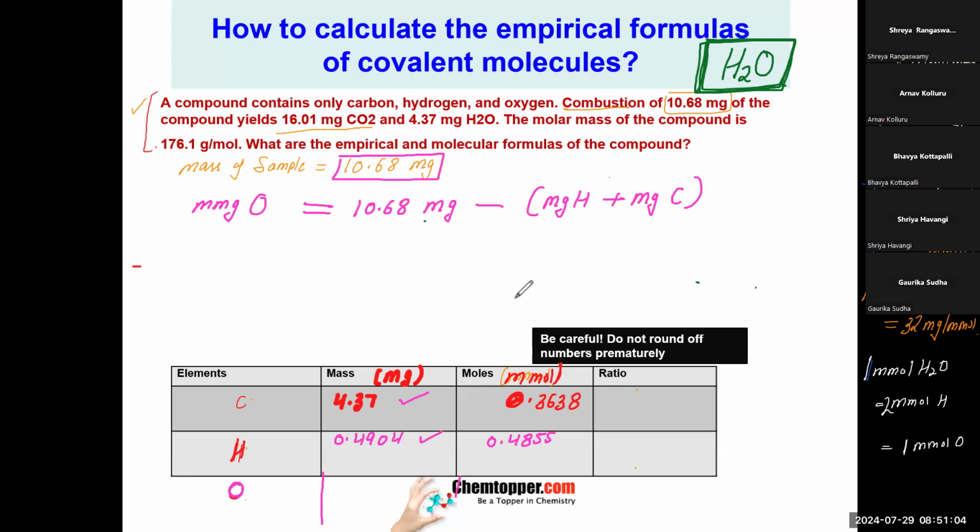Okay, Shreya R is giving me the answer. Anyone please confirm, is this answer right? Okay, this answer is right. Shreya R, Shreya H, again the first one to answer the question. 5.8196. Can you work out the millimoles now?